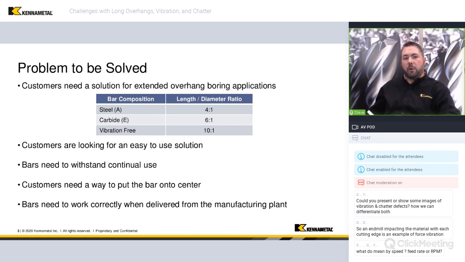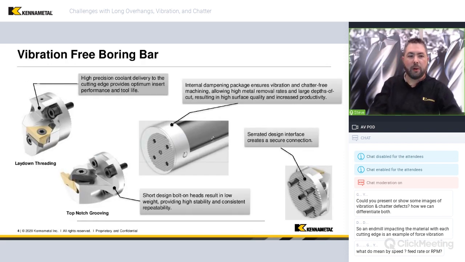The idea here with the bars that we're going to talk about today is to make these plug and play. So I'm going to walk through a little bit of why, what the advantages are, and also a little bit about troubleshooting. So let's get into this a little bit. What's a little bit different with the new solution that we're offering?